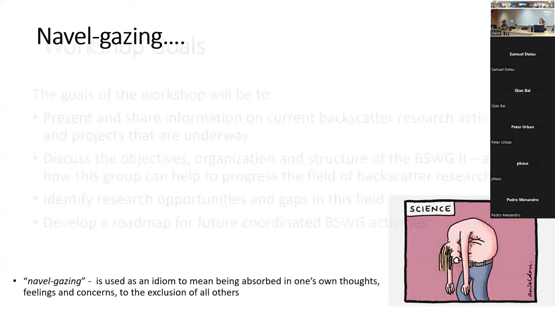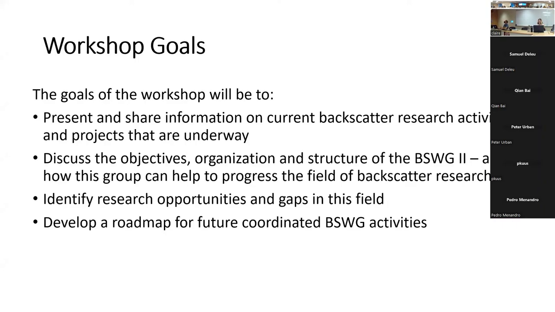Workshop goals are to present and share information on current Backscatter activities and projects that are underway. So really hear what's been going on over the last few years when we haven't really been as active communicating with each other. Discuss the objectives, organization, and structure of the Backscatter working group, so BSWG2. I'm not going to steal Xavier's thunder. He's going to talk a lot about this during his presentation. But really discussing how we can come together as a community to progress the field of Backscatter research. Identify research opportunities and gaps in this field, and develop a roadmap for the future coordination of the BSWG. So this is really the main focus of the workshop, trying to get ourselves organized, identify those research gaps, and map out how we can work together going forward.